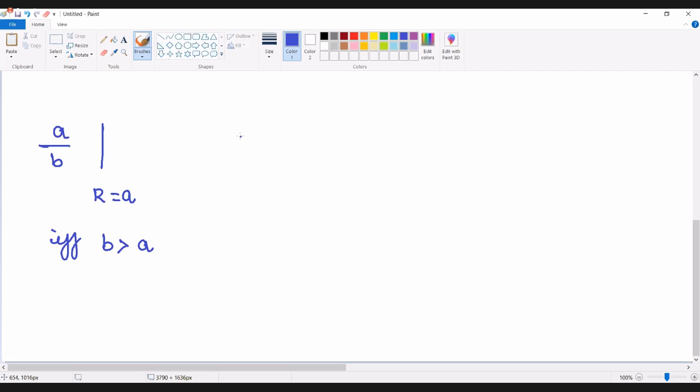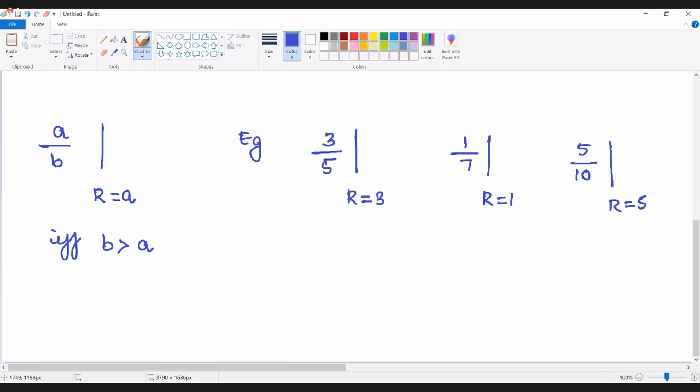For example, 3 divided by 5, what is the remainder? I can directly take the remainder as 3. 1 divided by 7, what is the remainder? The remainder is going to be 1. 5 divided by 10, what is the remainder? The remainder is 5. So dear students, simplification is different from finding the remainder. Remainder is something which is left over after dividing.